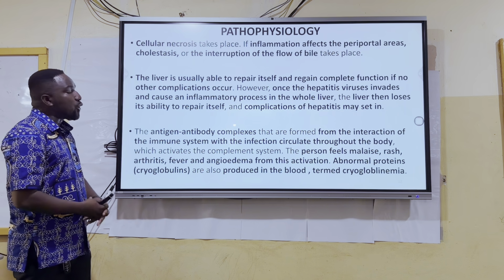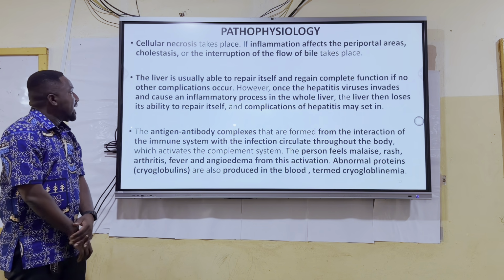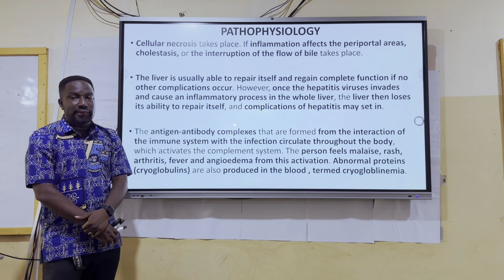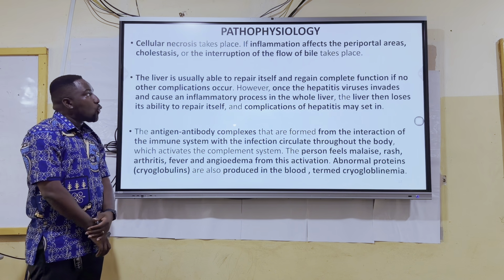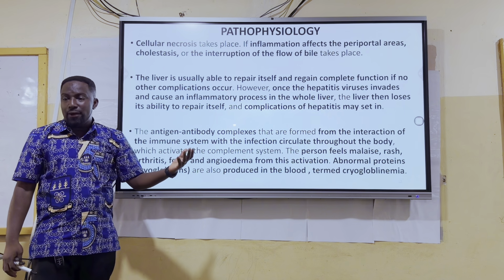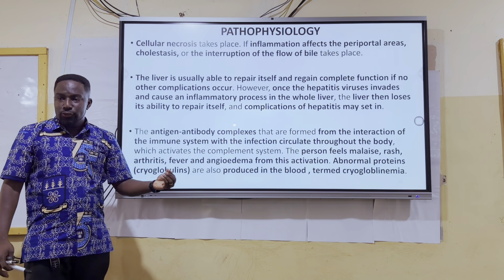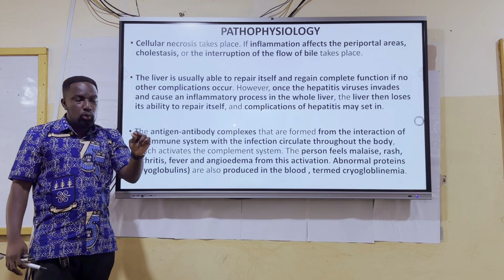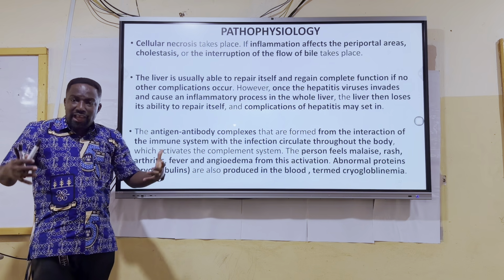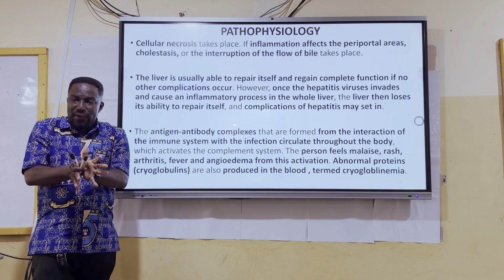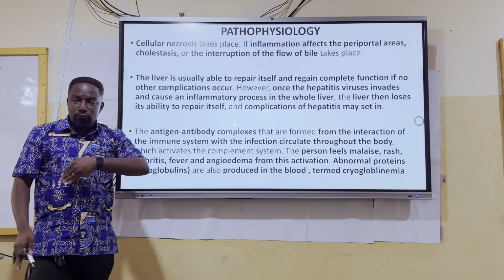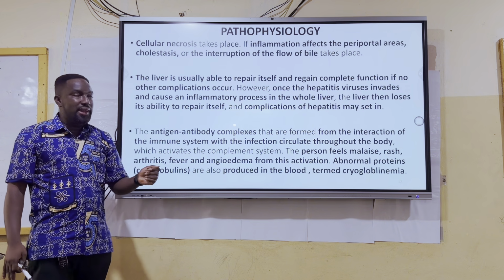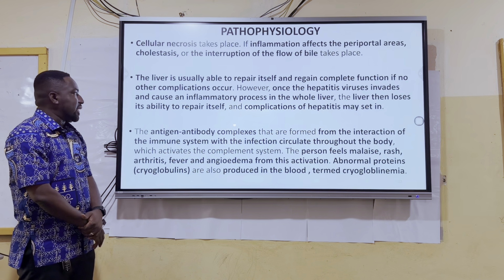Now, if the inflammation also affects the periportal areas, it leads to cholestasis. Cholestasis, where there is interruption to the flow of bile. We said that the liver produces bile. So the bile duct is going to be what? Occluded. And once the inflammation of the liver hepatocytes affects the bile duct, the flow of bile is also going to what? Impede. And that process is called cholestasis.